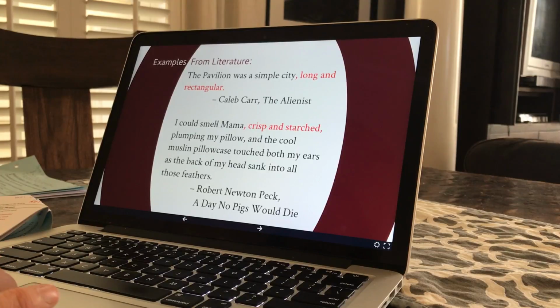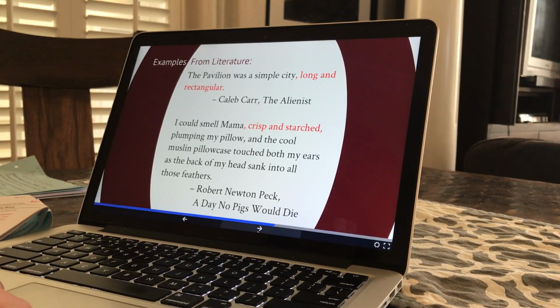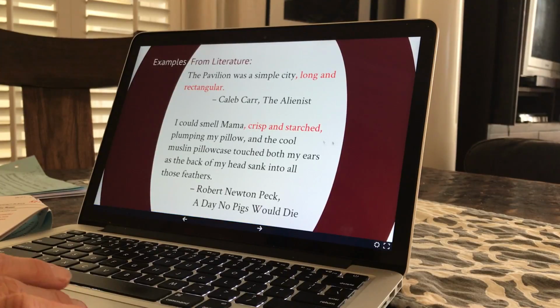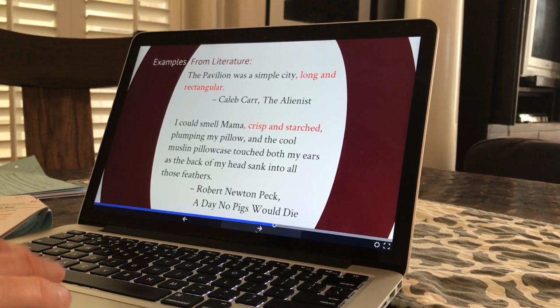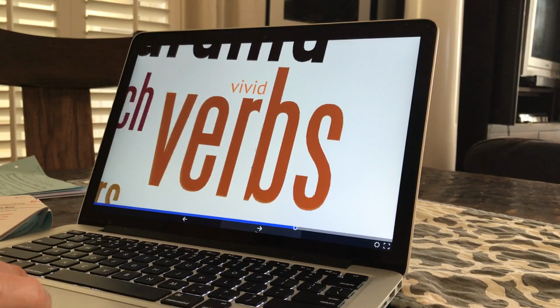It gives different emphasis. I could smell Mama, crisp and starched, plumping my pillow, and the cool muslin pillowcase touched both my ears as the back of my head sank into those feathers. So again, just putting crisp and starched afterwards makes such a difference. Okay, next, vivid verbs. That's pretty easy, but let's talk about it.